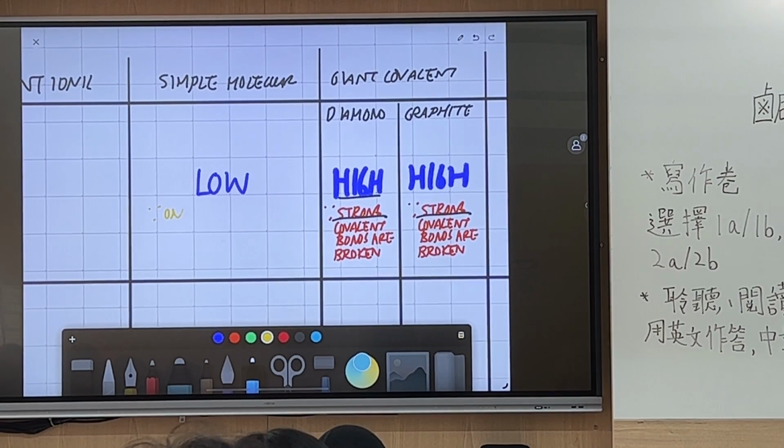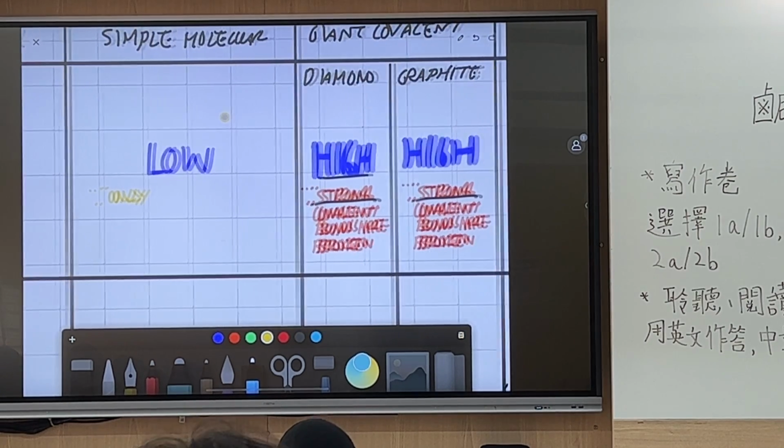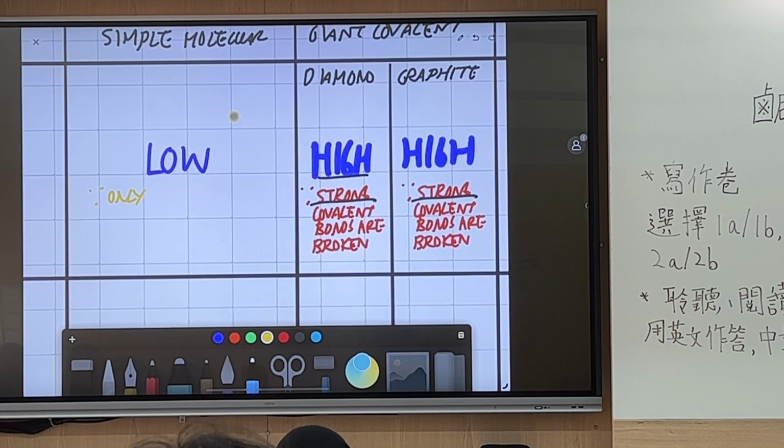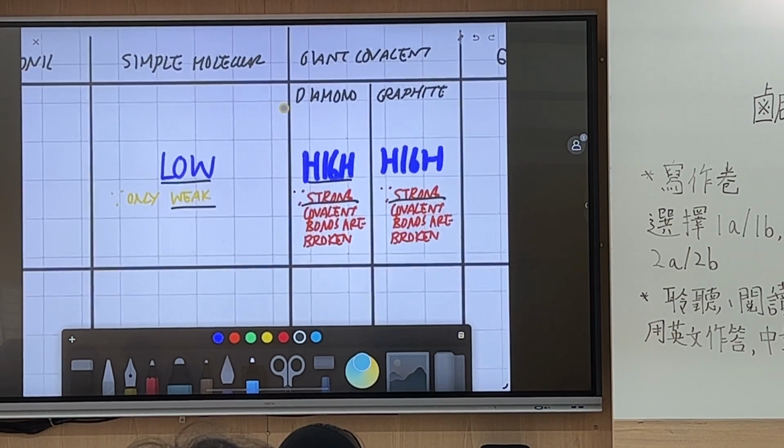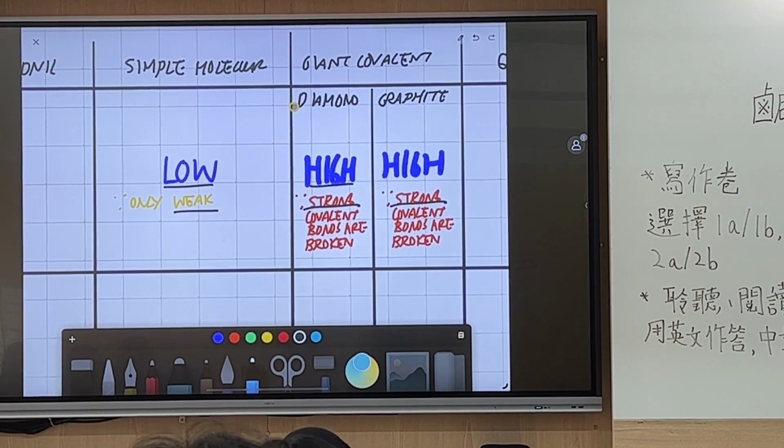I will try to keep the color consistent. If I use yellow for intermolecular force, I'll keep using that. So only weak. Underline the word weak. Because you only need to break weak forces, very little heat is needed. So low melting point. This will definitely appear in your Form 4 exam.